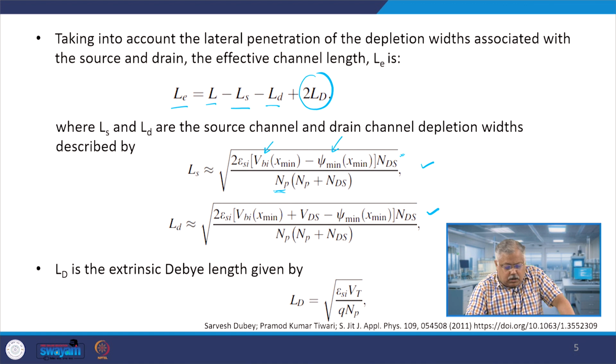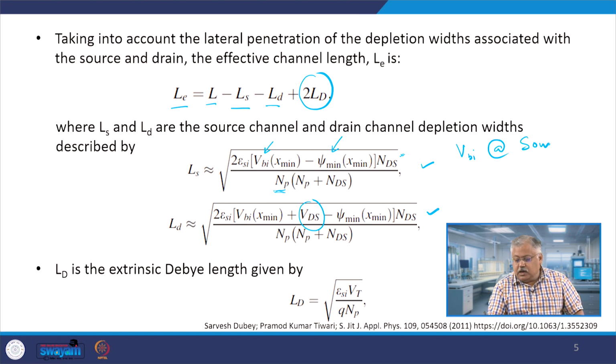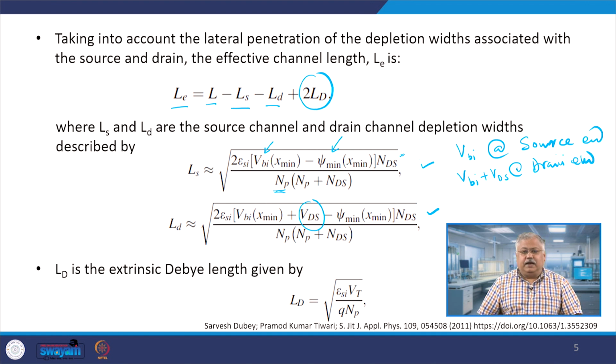Now, if you look at the difference between LS and LD, there is an extra term VDS coming into the picture, which is basically the drain to source voltage at the drain end, right. And therefore, these two formulations tell me that effectively the electrostatics or the boundary conditions have to be maintained such that at the source end you will have V built-in as your effective voltage, and at the drain end it will be V built-in plus VDS, and then LD is given by the Debye length here.